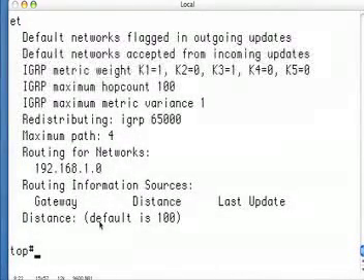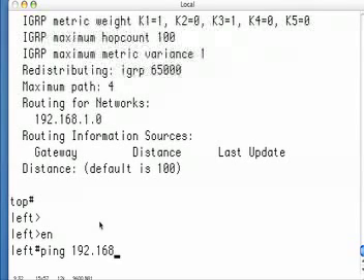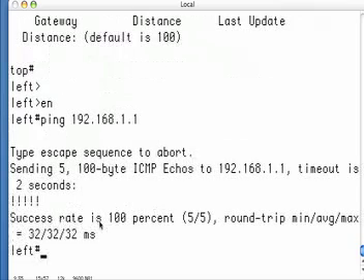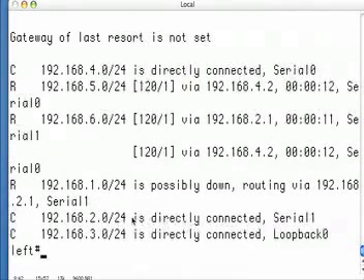So let's go to the left router and see if I can ping the loopback interface. 192.168.1.1. I can ping it. Let's do a show IP route. Now this is interesting. I can ping it right now, but my network is still broken. And the reason my network is still broken is because I have this 192.168.1.0/24 is possibly down. Why is it possibly down?